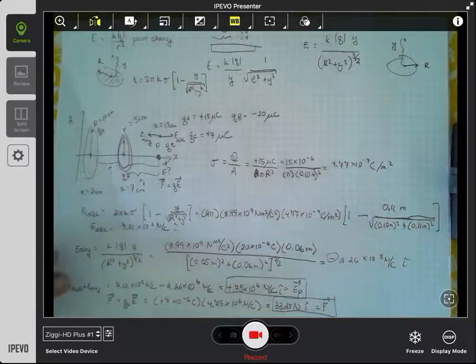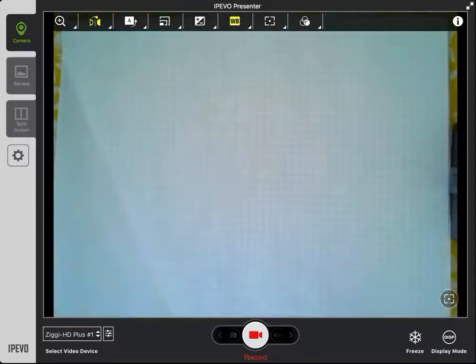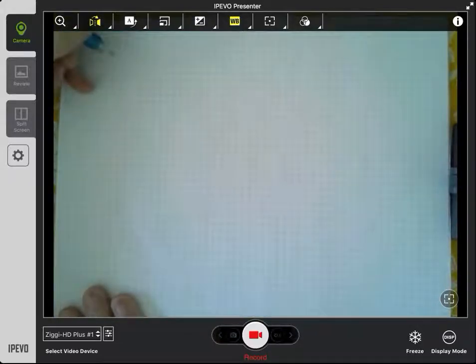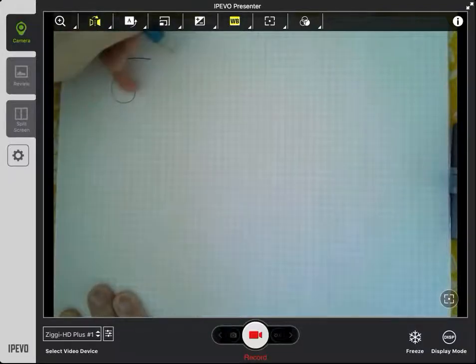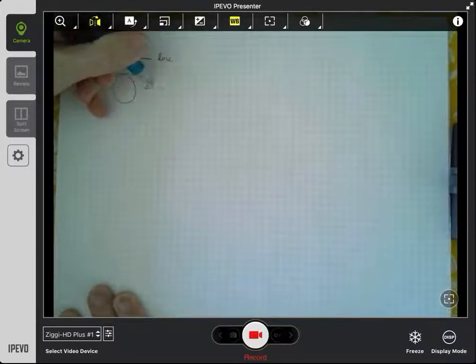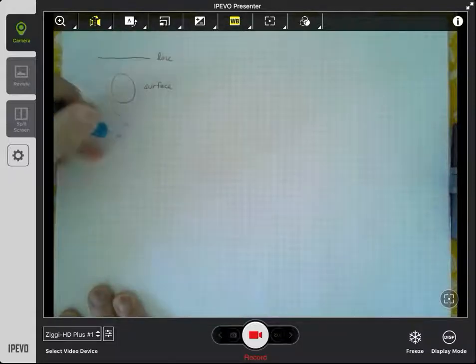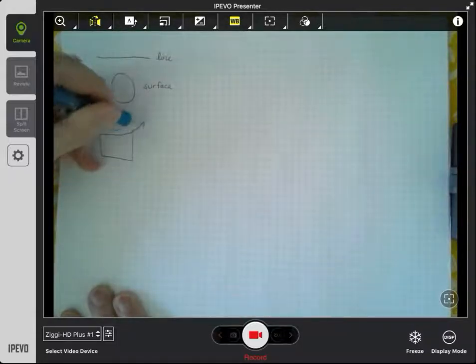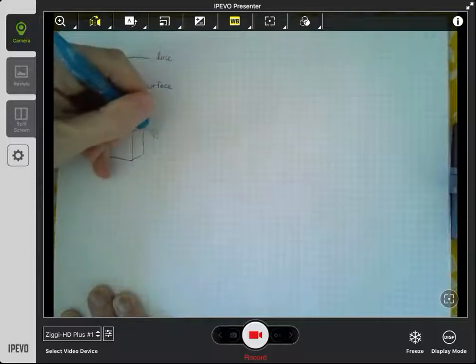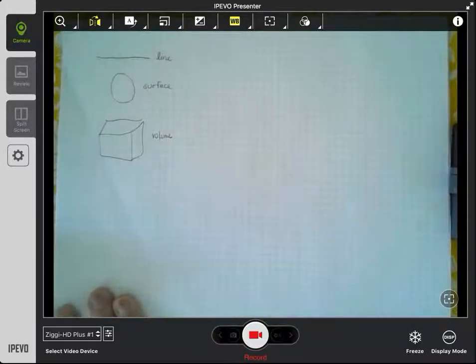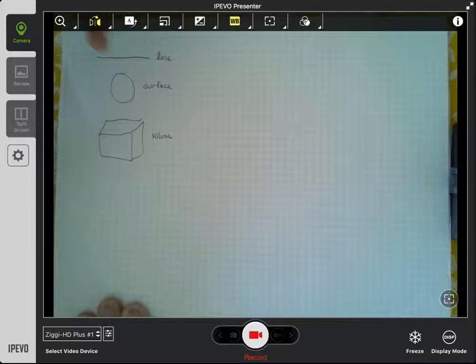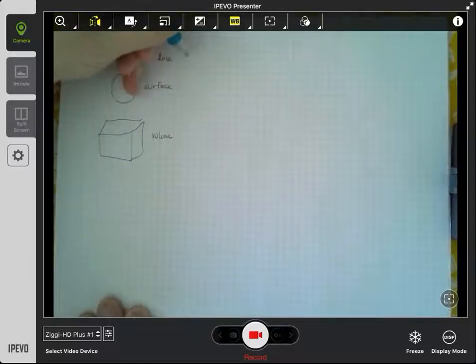Okay, rho and sigma. So let's remind ourselves how those work. If you've got charge on an object, you can either have a line or you can have a surface. Let's call this a line. This is a surface. Or you could have a volume, like say a cube or something. All right, when we're talking about the charge sitting on a line, we say that we've got some linear charge density lambda.